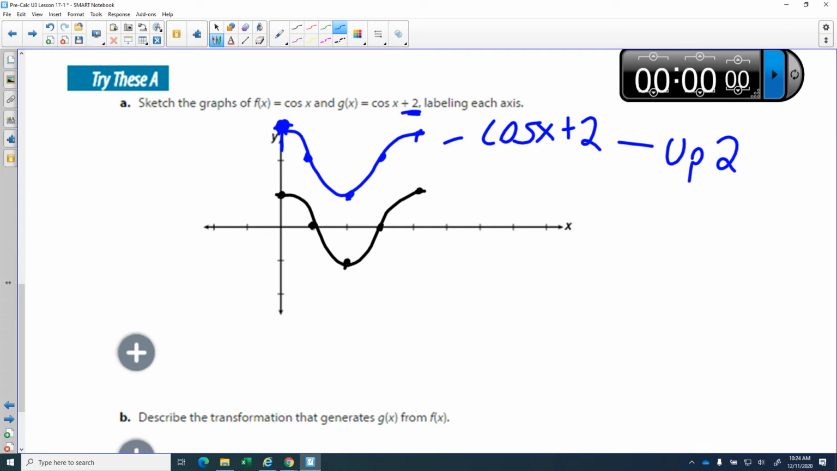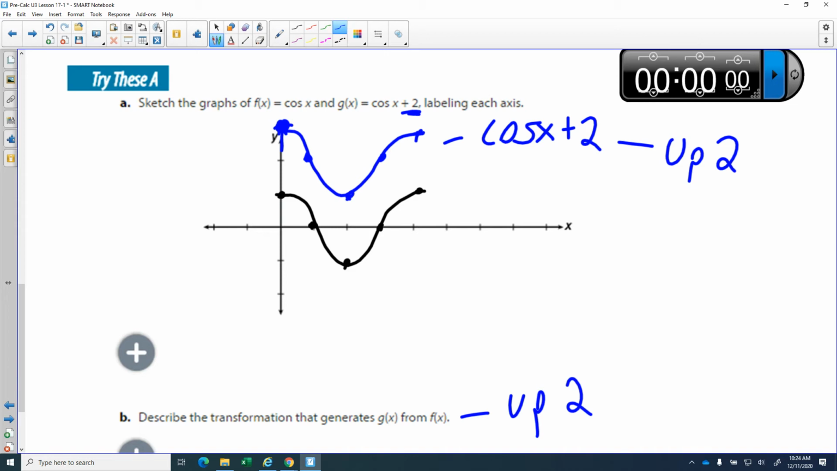Okay? Now that one directly relates back to our transformations. All right? And when it asks us to describe the transformation that it generates, we literally can state that it translated up 2 units. So as long as we have a basic understanding of the cosine and sine graph, really all of our transformations are just adjusting what that same picture looks like.